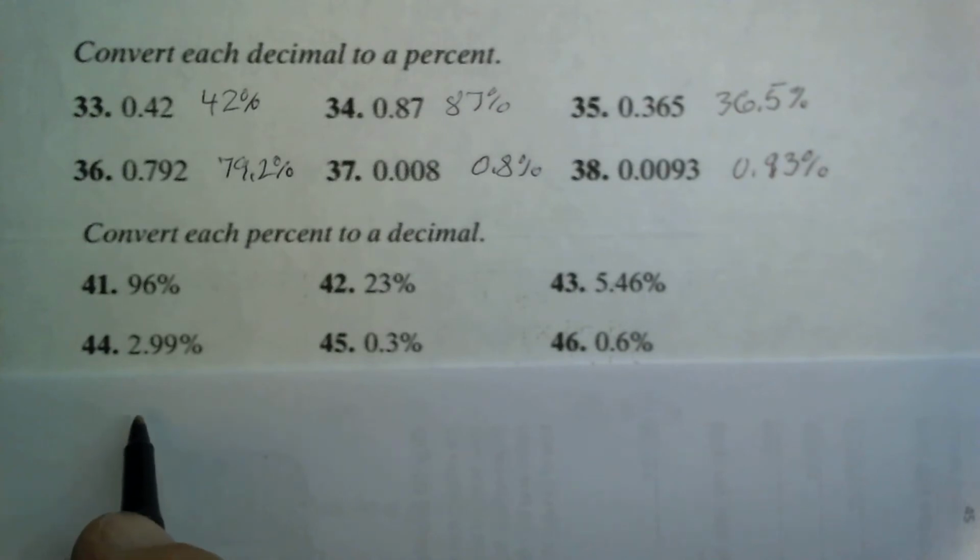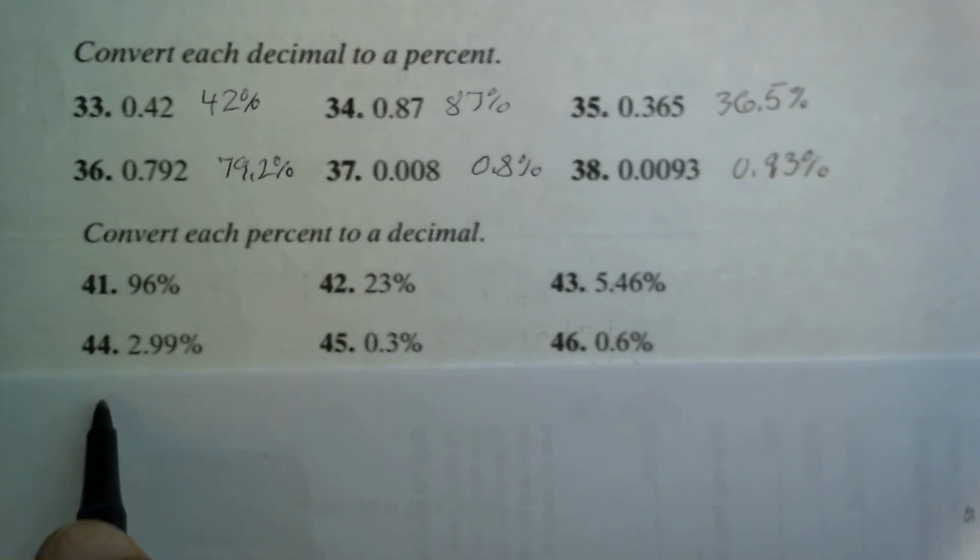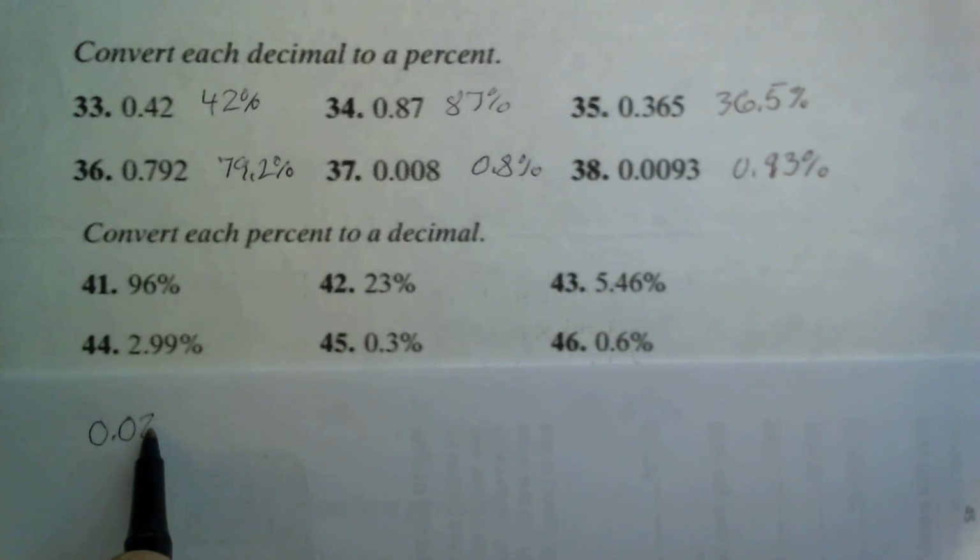And for number 4, it is similar. We have 2.99%. The decimal is here. We move it 2 places to the left. So this then becomes 0.0299. Again, we have a placeholder for 0 here. So that's the answer for number 44.